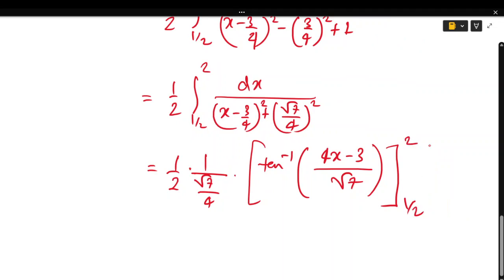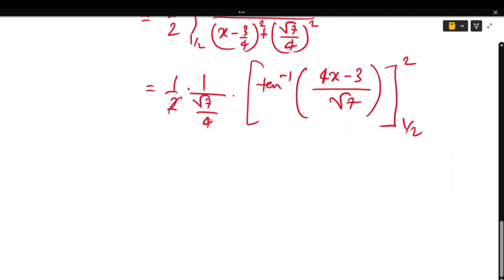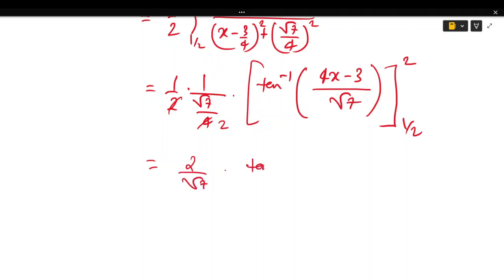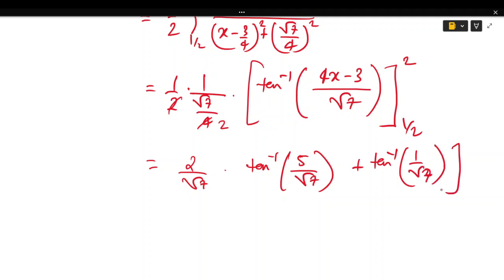Now if you put the limit from 1 by 2 to 2, so actually this 2 to the 4 cancel out, we get 2 by root 7, and this will come out to be as tan inverse. It will be 8 minus 3, which would be 5, right? So it will be 5 by root 7. And if we put 1 by 2, it will be minus 1 by root 7, right? Minus sign will be taken outside of the tan inverse. So this will be like this, right?